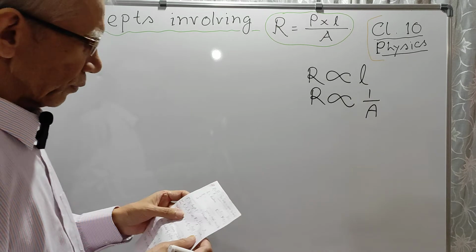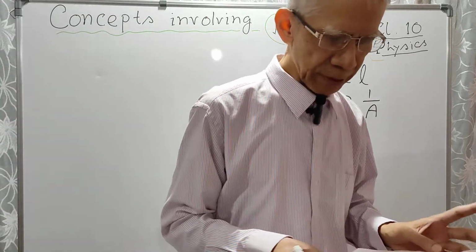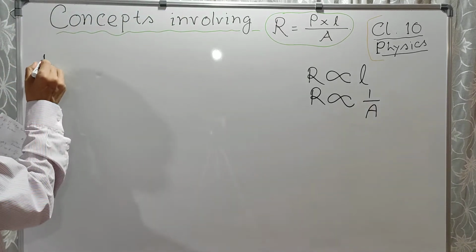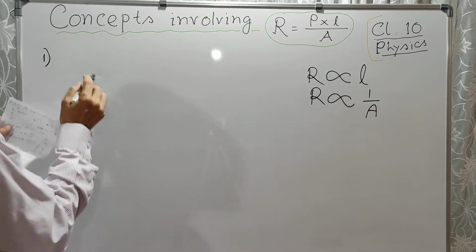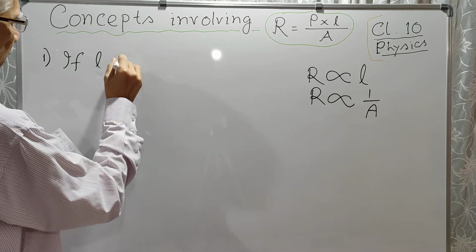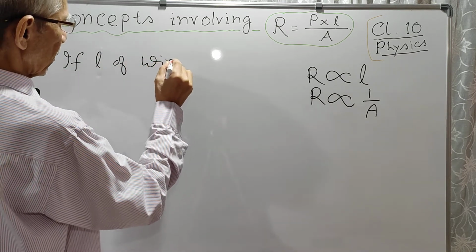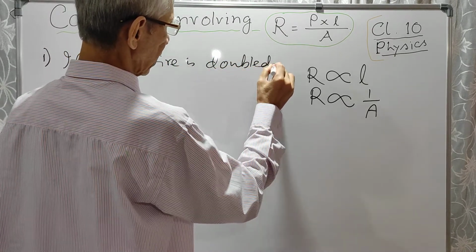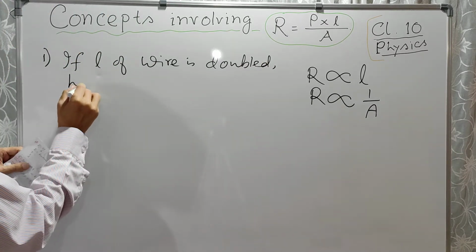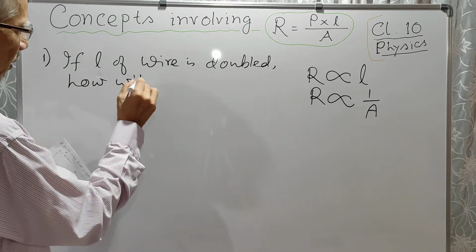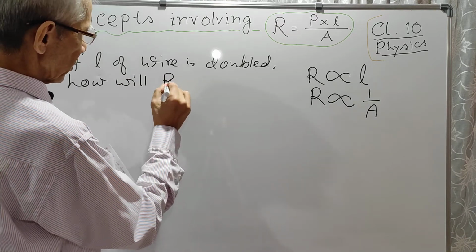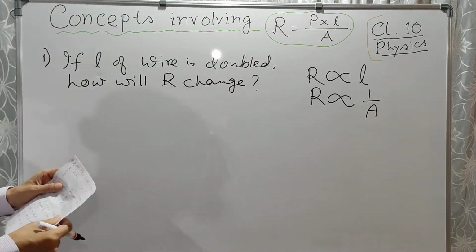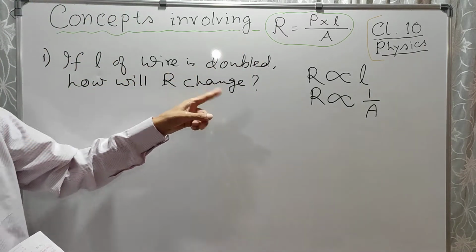Now, coming to a particular question. Suppose this is a question: if the length of a wire is doubled, how will the resistance change? That is the question.